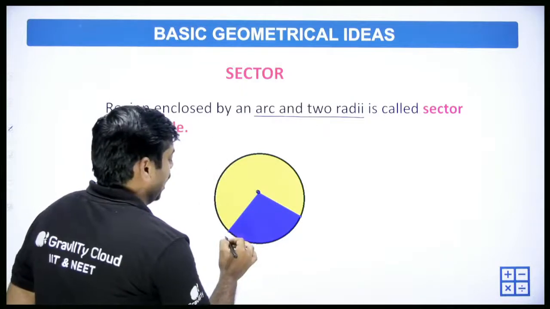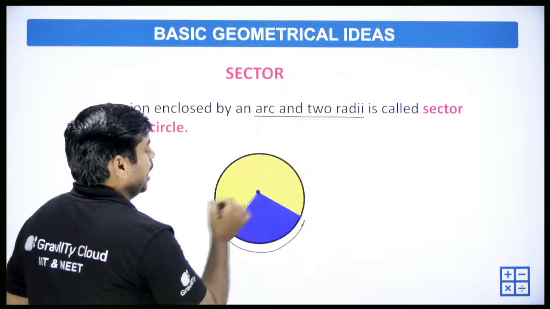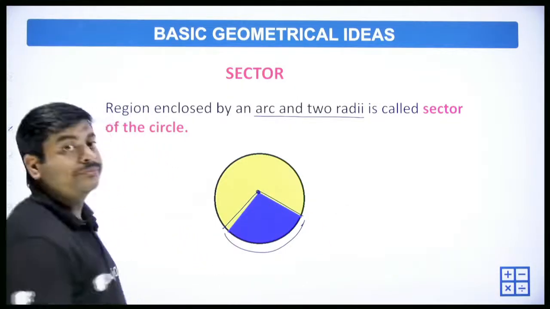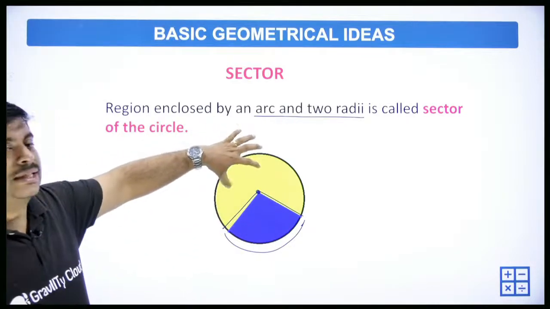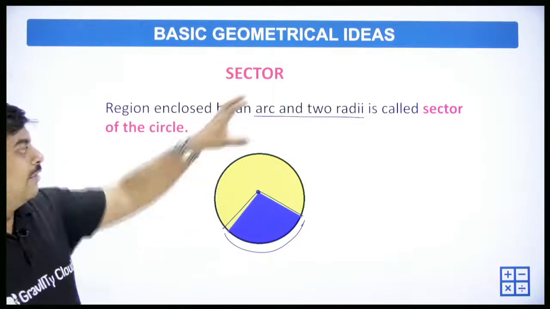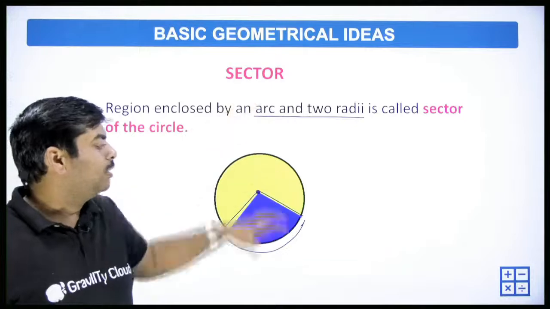Region enclosed by an arc and two radii. This is one radius and this is the other radius, right? Now you can also ask me, why is only this considered a sector, and not this one? No, both are sectors. The definition says that it is formed by an arc and its radii. You can take this arc or this arc.